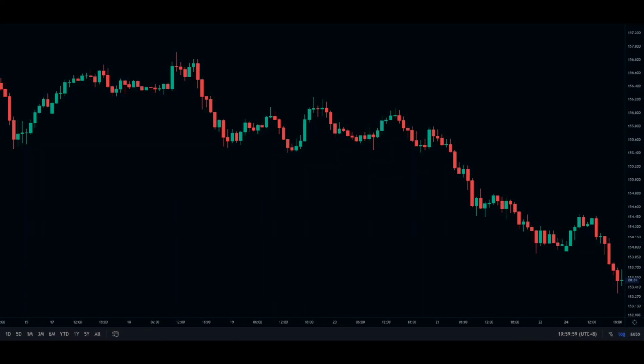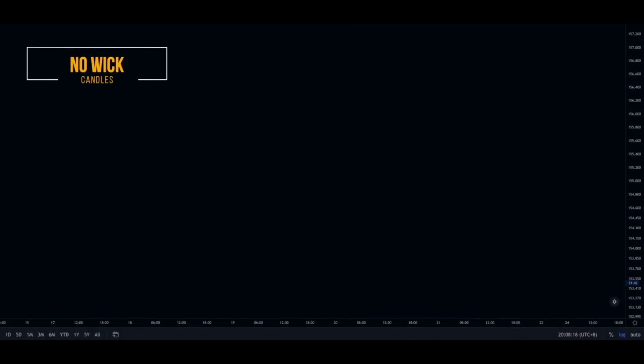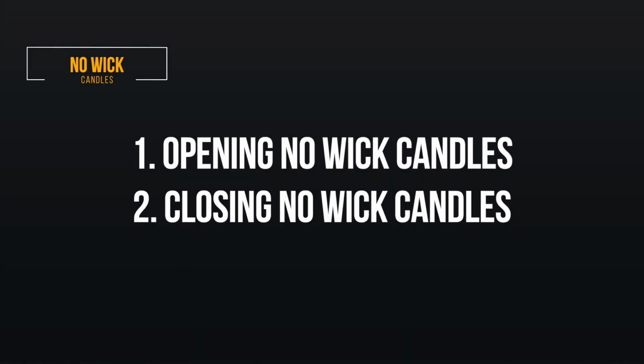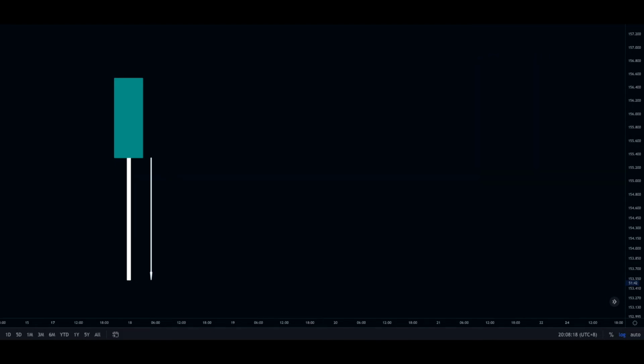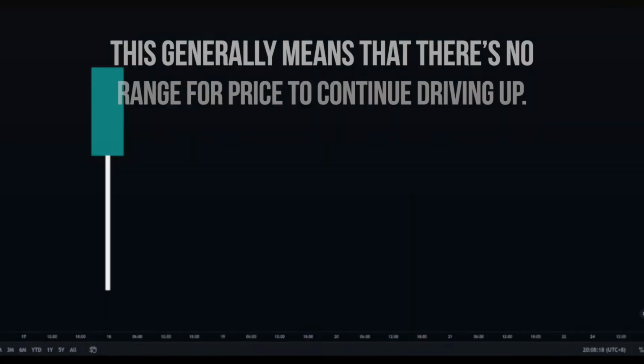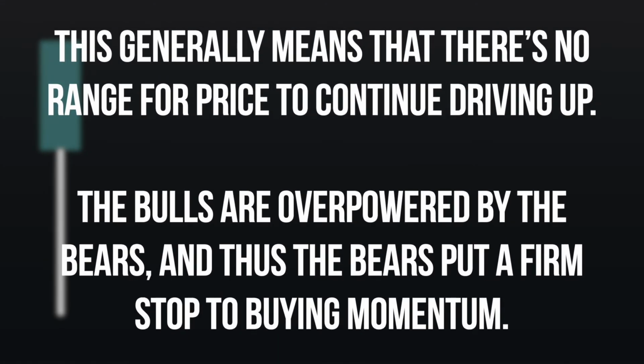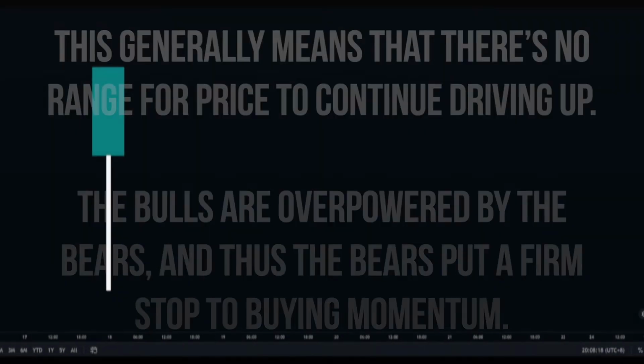Let's learn what it means when a candle doesn't produce a top and/or bottom wick. We must split these into two categories: opening no wick candles and closing no wick candles. We'll begin with closing no wick candles. We have a bullish candle that closed with no top wick. It opened up, created a bottom wick, then continued driving up and closed with no top wick. This generally means that there's no range for price to continue driving up, and the bulls are overpowered by the bears, and thus the bears put a firm stop to buying momentum.